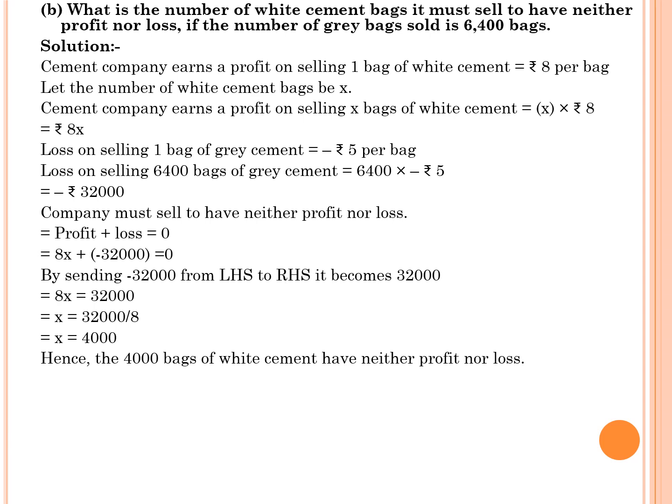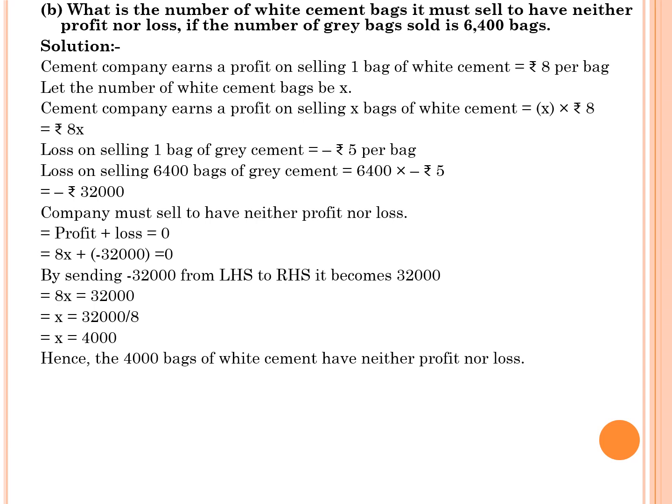Cement company earns a profit on selling x bags of white cement, that is x into 8, equal to 8x rupees. Loss on selling 1 bag of grey cement is -5. Loss on selling 6,400 bags of grey cement is 6,400 into -5, that is -32,000. For the company to have neither profit nor loss, profit plus loss must be equal to 0. There should be no profit or loss in this business. Then profit is 8x plus -32,000 equal to 0.